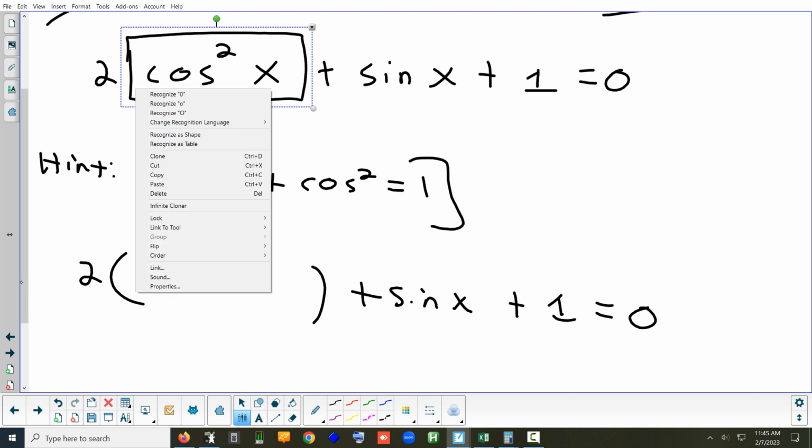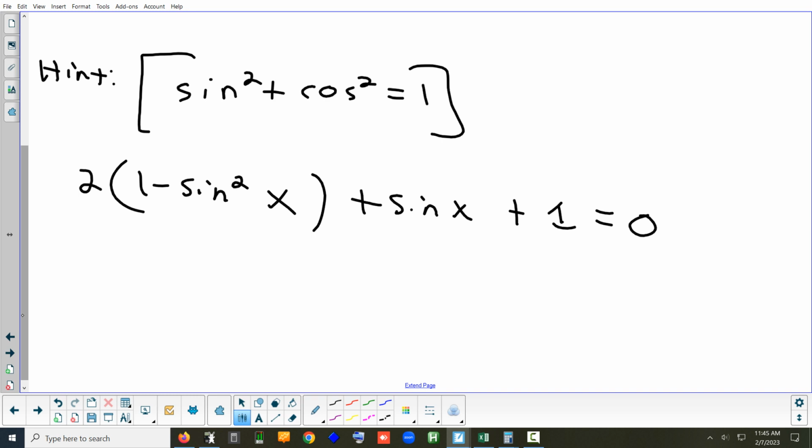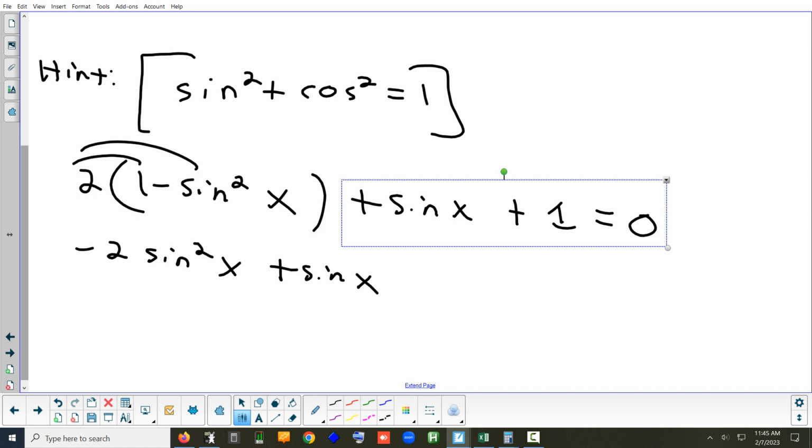Except instead of cosine squared, using your Pythagorean identity, what does cosine squared equal? 1 minus sine squared x. Okay, now let's do what we got to do and make this look more like a quadratic. What do you have to do with this 2? Distribute. So that's negative 2 sine squared x. I didn't forget about 2 times 1. I'll come back to it. Plus sine x. Now, what's 2 times 1? 2 plus 1 more. 3.